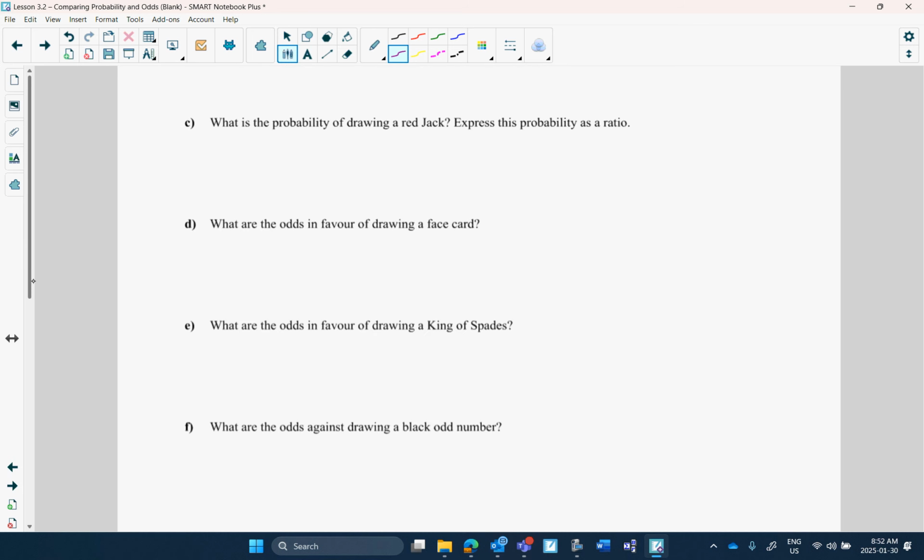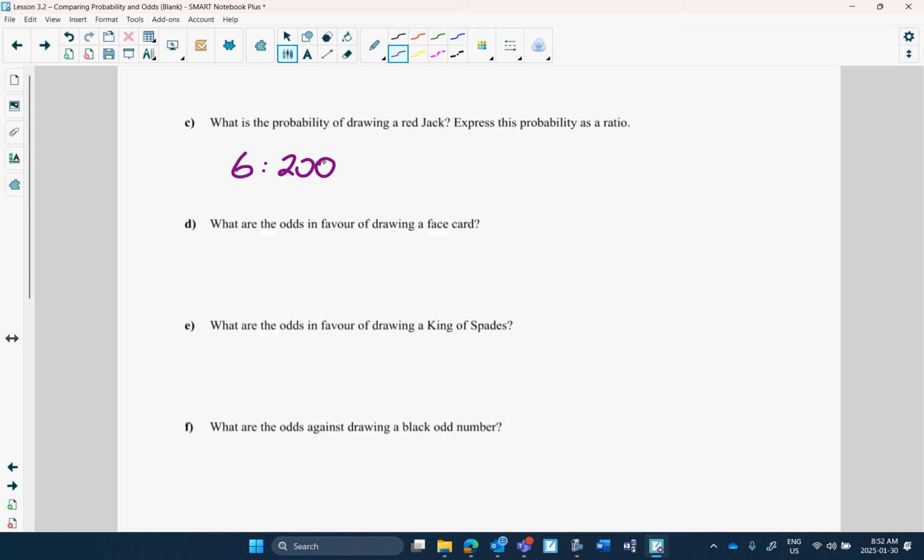The probability of drawing a red jack as a ratio. 6:200. You could reduce that, you don't have to. Okay, like I said, odds we normally reduce. Now, this is where it gets a little different, odds. Because now we're no longer using the 200. We're using the odds in favor of whatever event we're asked, and then the odds against.